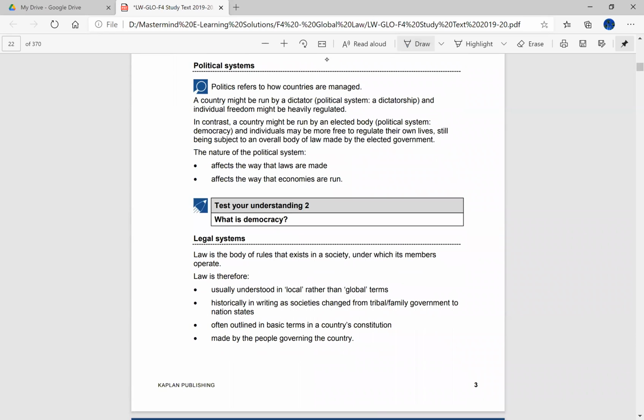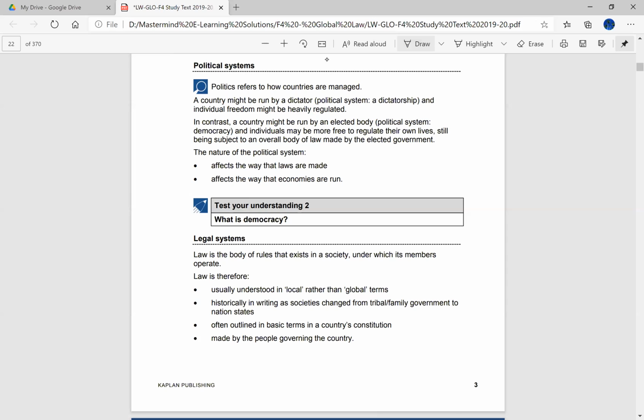Now, political systems. Political systems are going to help you manage the country. In a political system, there could be democracy, there could be dictatorship. Dictatorship is when there's a lot of rules and regulations that are followed by the people living in the country. They are not allowed to move freely, they are not allowed to do whatever they want freely. But in democracy, this is not the case.